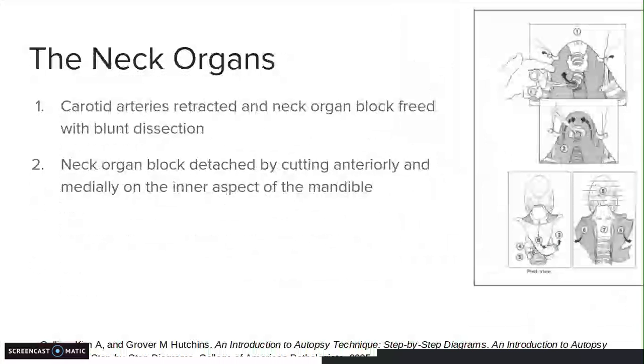For the neck organs, the carotid arteries are retracted and the neck organ block is freed with a blunt dissection. The neck organ block, which includes the larynx, trachea, esophagus, thyroid glands, and parathyroid glands, is then detached by cutting anteriorly and medially on the inner aspect of the mandible.